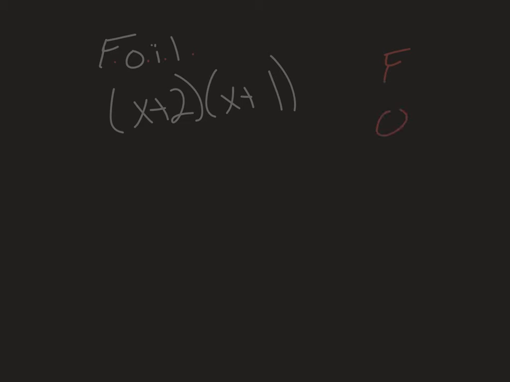So each of the letters stands for a word. F is for first, O is for outside, I is for inside, and L is for last. So if we're looking at this, what it's trying to tell me, and I'll circle this one in blue for starters, I'm going to multiply my first terms. So I get x squared.